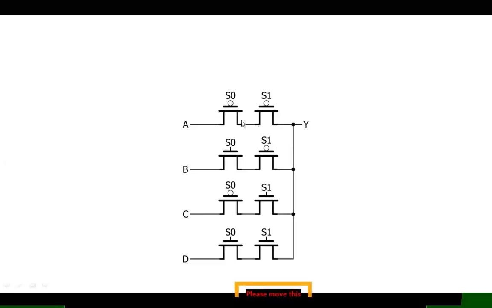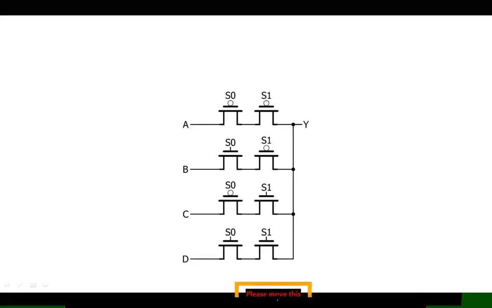So instead of using an inverter, now I will replace them with my PMOS structures, with my PMOSFETs. So wherever there is a low value, you can see a bubble, and that's a PMOS. So here this is an NMOS, and you see a bubble, it's a PMOS. That's the easiest way to differentiate between an NMOS and a PMOS. So high values we are giving to NMOS, low values we are giving to PMOS. Is that clear, students?